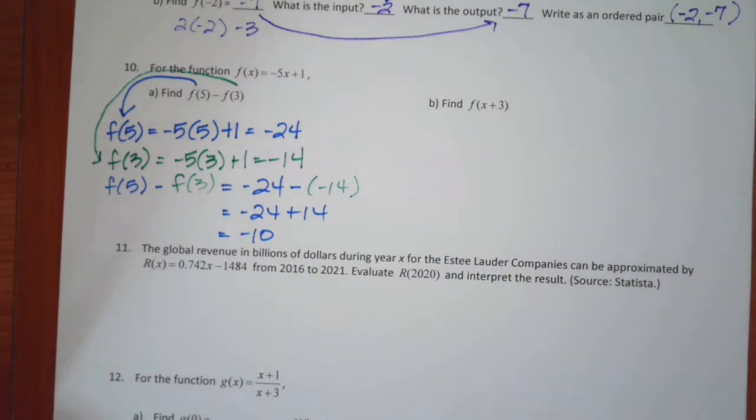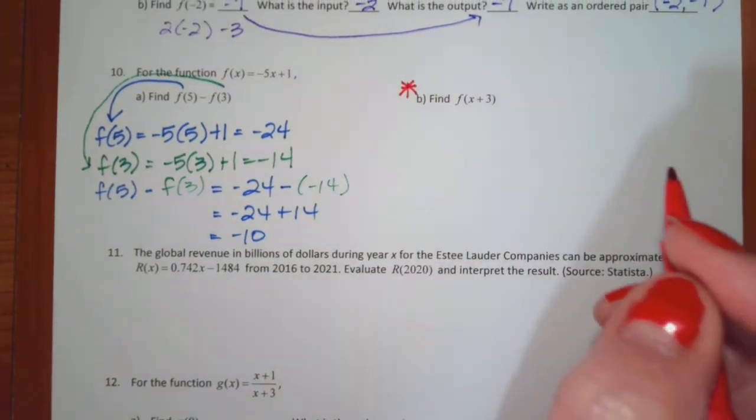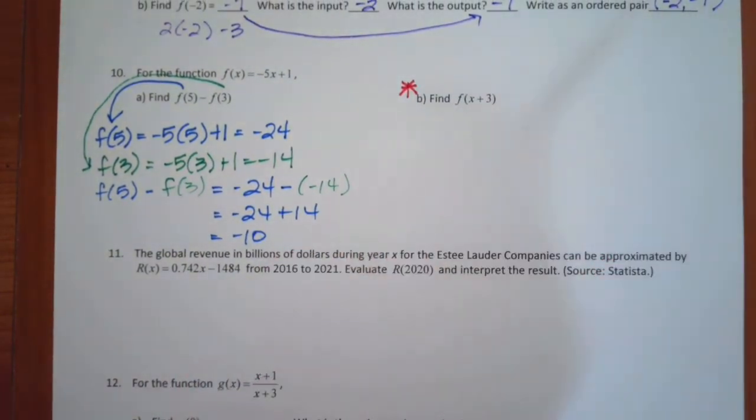Now you might want to put a little star by this one, because this is where you replace the variable with an expression. And all that means is at the end, you're going to have an expression. You're not going to come up with negative 10 or 3 or 7. You're going to have a variable in the expression.